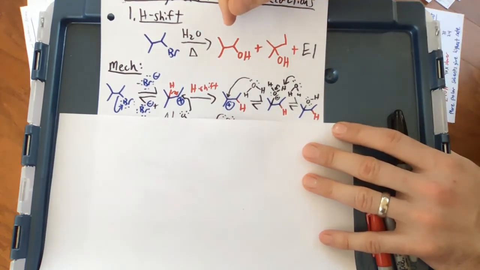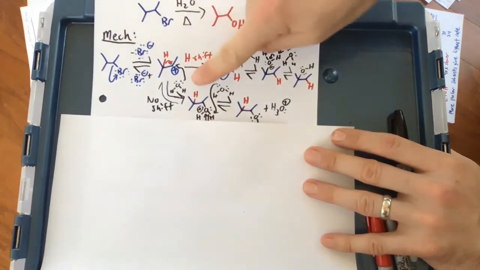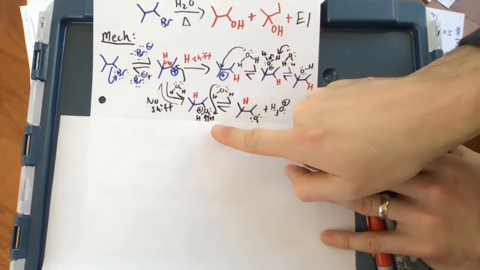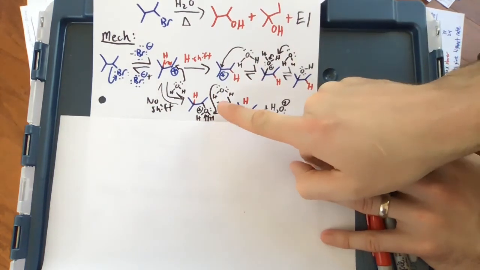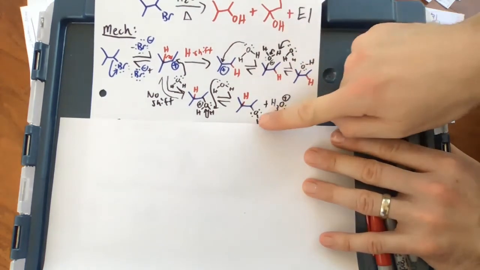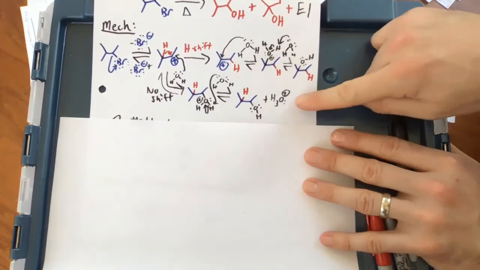Now, of course, to get the product we expect, instead of having the hydride shift, you can just have water attack to make the hydronium ion or oxonium ion here, and then have water take this proton acting as a base to generate your alcohol and your protonated water.